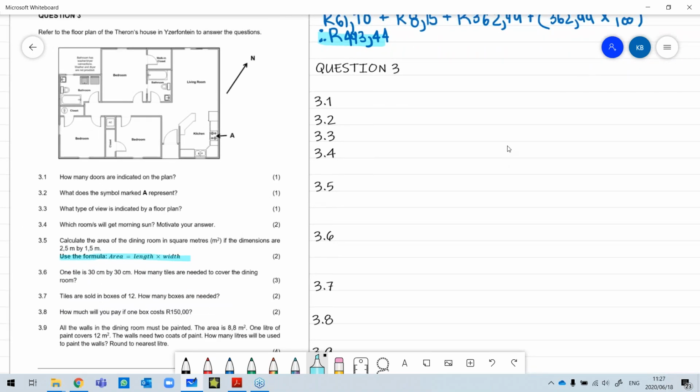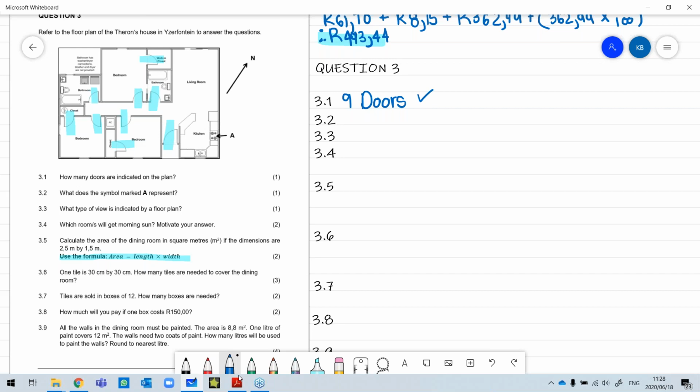So let's look at Question 3. Refer to the floor plan of the Thorons house in Eiserfontein to answer the questions. Question 3.1. How many doors are indicated on the plan? So that's quite a simple question. Doors normally have this quarter of a circle shape. So 1, 2, 3, 4, 5, 6, 7, 8, 9. Therefore, you can say the house has 9 doors. Easiest one mark that you will ever receive in a June exam paper.